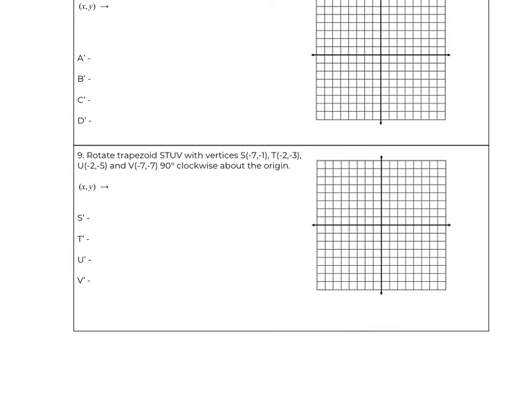Okay, I'm pretty sure I said 9, so I'll go over rotation. So it's -7, -1 is S, -2, -3 is T, -2, -5 is U, -7, -7 is V.